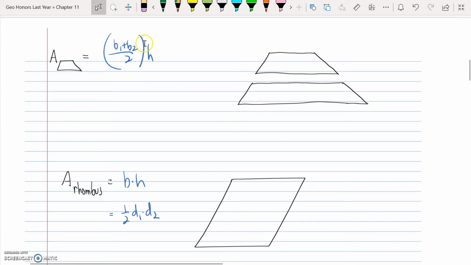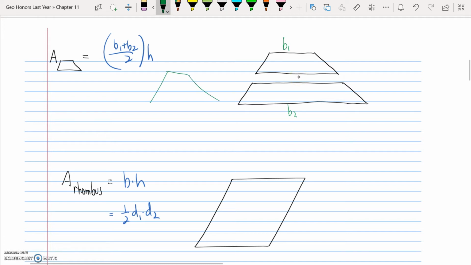Trapezoid is also essentially going to have base times height. We're not just going to use the top base or the bottom base, though. We're going to take the average of the bases. And if you think about that, the average of the bases, in other words, base 1 plus base 2 divided by 2, is the length of this mid-segment. So the mid-segment times the height would be the area of the entire trapezoid.